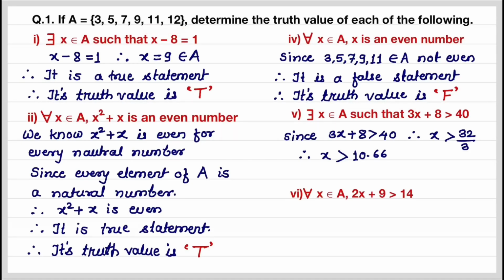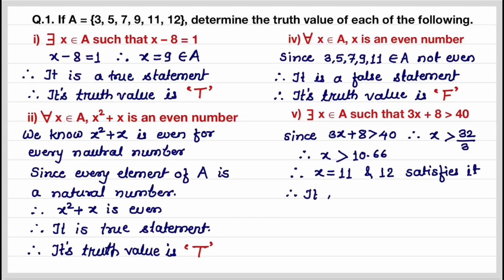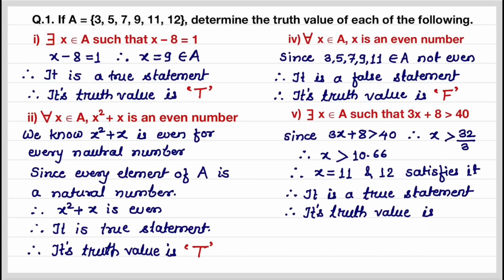In set A, 11 and 12 satisfy this condition. x is equal to 11 and 12 satisfies this condition, and hence it is a true statement. When the quantifier used is there exists, we must have at least one value satisfying the condition. Its truth value is T, capital T, as it is a true statement.